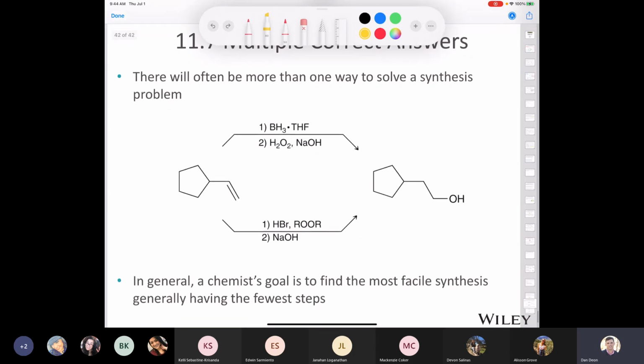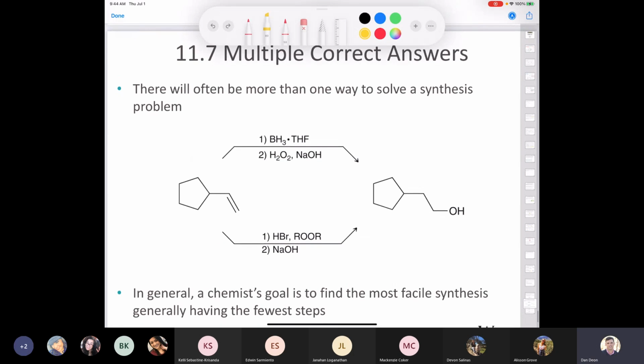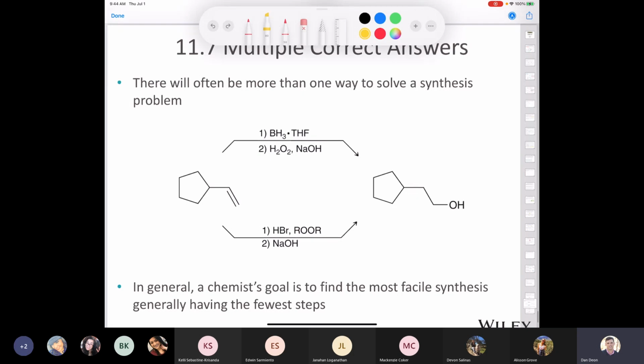Anyhow, kind of interesting there. Also, something that you've heard me say several times this semester is that oftentimes we have more than one way of solving a synthesis problem. Say, for example, you wanted to do an anti-Markovnikov addition of water across this double bond. I think that most commonly we use hydroboration oxidation, but you could think about doing this strategy where you would end up with a primary alkyl bromide and then just displace that with sodium hydroxide. That would totally work in this case.